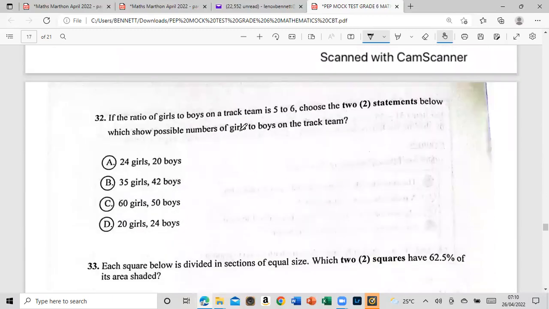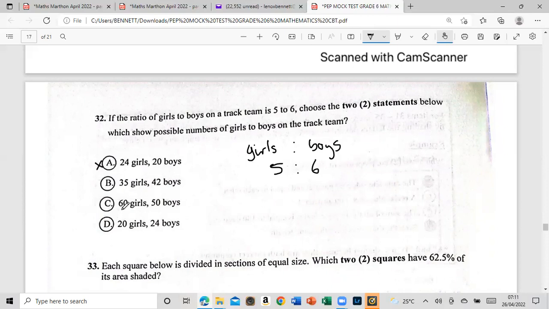All right, 32. If the ratio of girls to boys on a trip is 5 to 6, so let us write the information. Write information, guys. Girls to boys. When you have the information in front of you, it makes more sense. So 5 to 6, right? Which possible number of girls to boys is on the trip? So girls are smaller, right? So quickly eliminate the ones where the number is bigger. This girls is bigger than boys, so we can eliminate. It can't be this, this is bigger. So it's between B and C. Girls must be smaller.